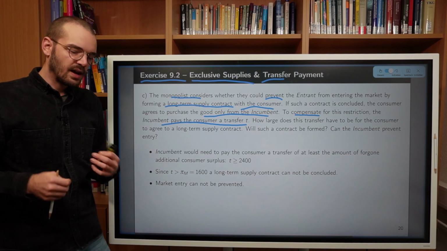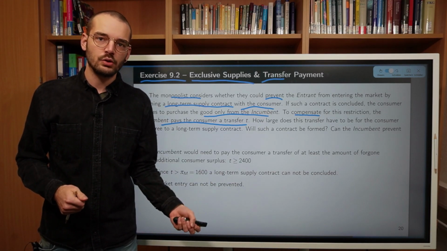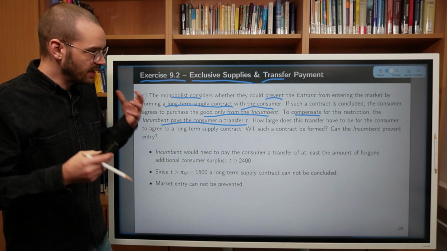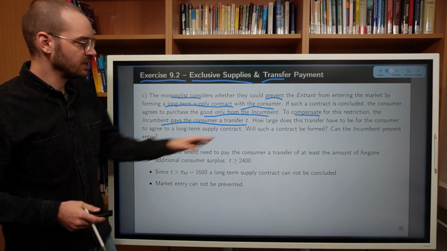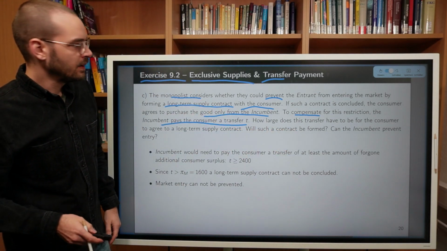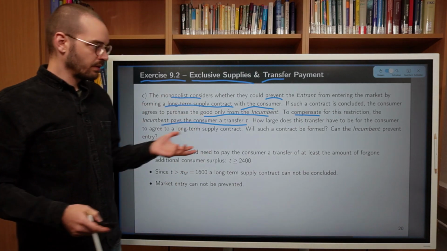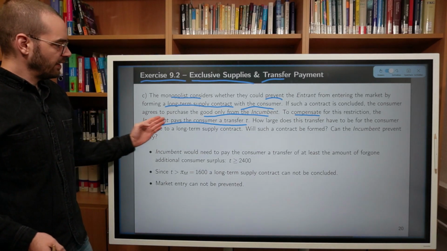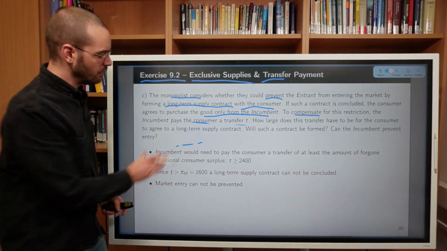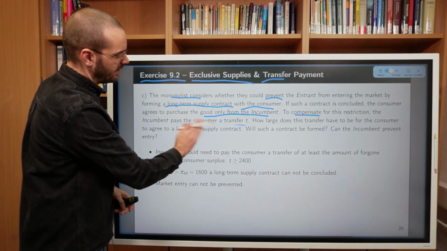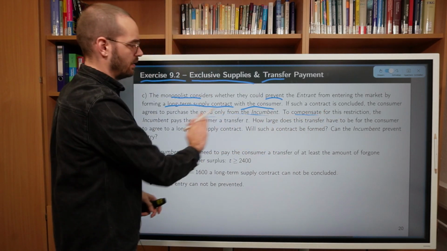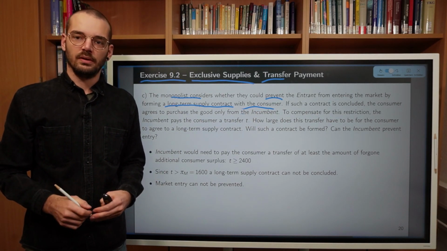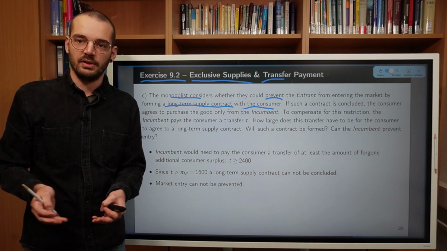Now the question is, how much would the incumbent have to pay to the consumer in order to make them agree to this contract? And is this contract even feasible? So will this contract be formed? Can the incumbent, through this contract, prevent entry? Right. So the idea is for the consumer to agree to this contract, their payoff needs to be at least equal to the situation where they don't agree to the contract.